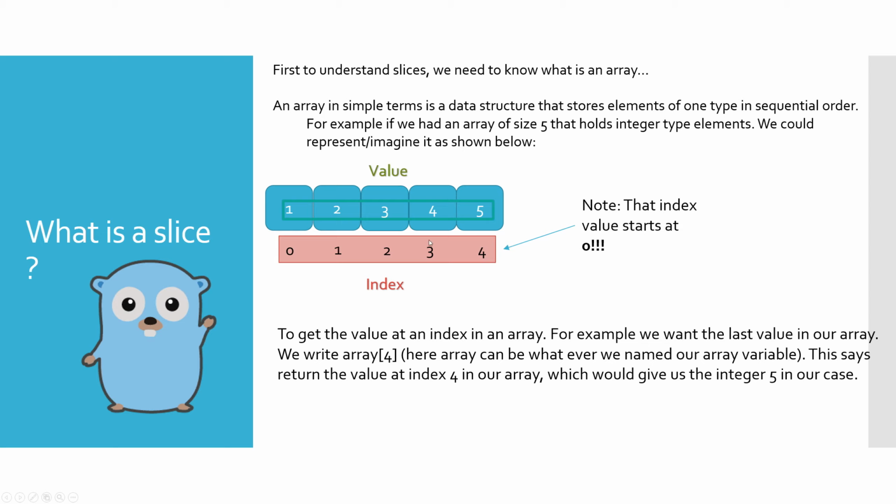As I have written here, to get the value at an index in an array, for example, if we wanted the last value, the value of 5 here, we would write array at index 4, because at index 4 it has the last value of the array, which is the 5 here. This array could be any name that we use to name our array variable. I'm just using array here. This line says to return the value at index 4 in our array, which would give us the integer 5 in our case. So that is a quick overview of what an array is.